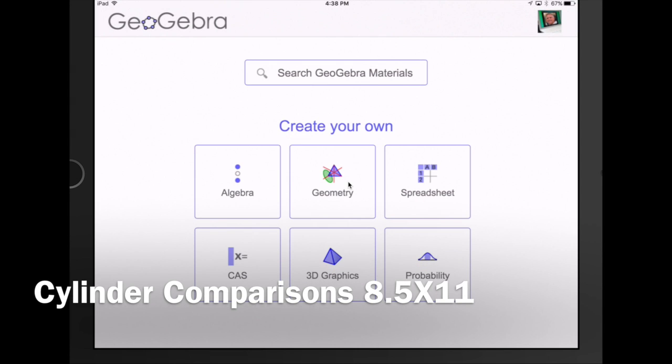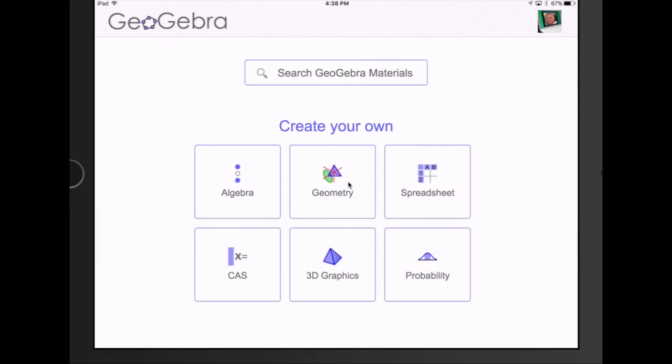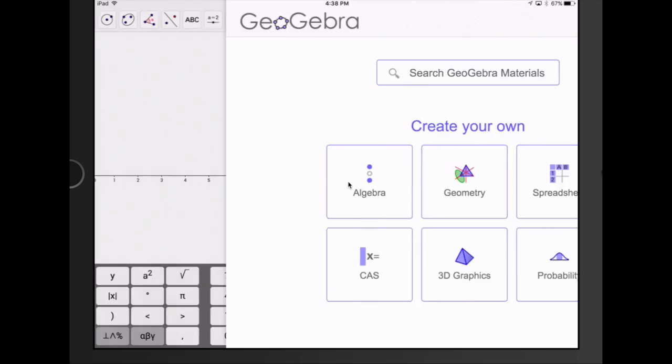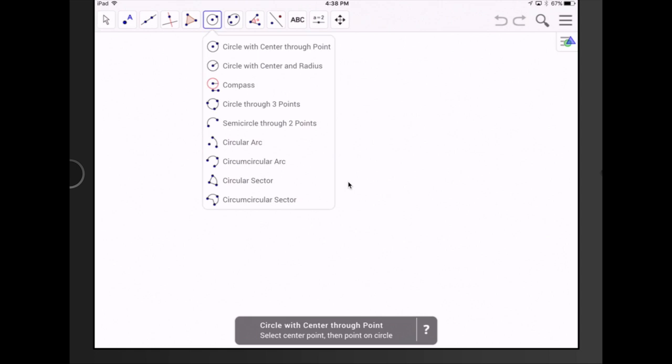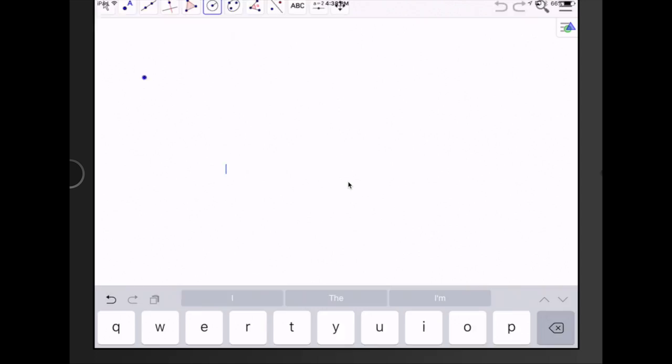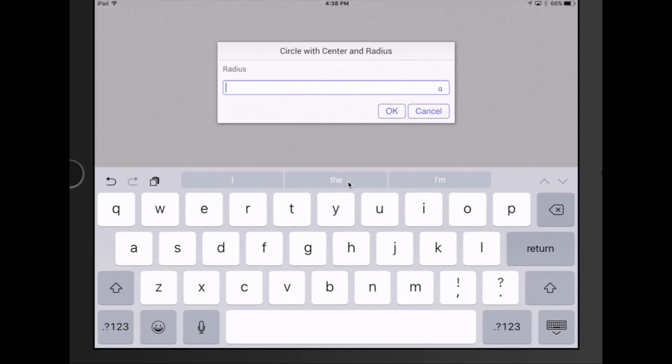Okay, in this little experiment, we're going to compare taking a sheet of paper, 8.5 by 11 inches, folding it landscape in a circle to create a cylinder, and then folding it the other way to create a taller cylinder. And so I'm going to select the geometry mode, and I'm going over and selecting circle with center and radius. And the first radius is going to be what happens when you have a circumference of 11.